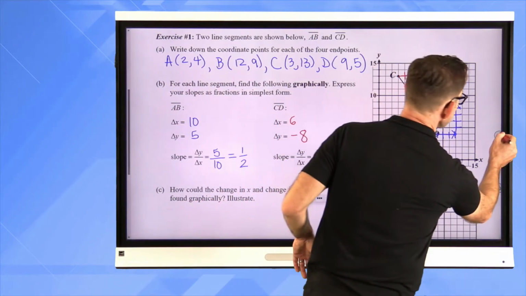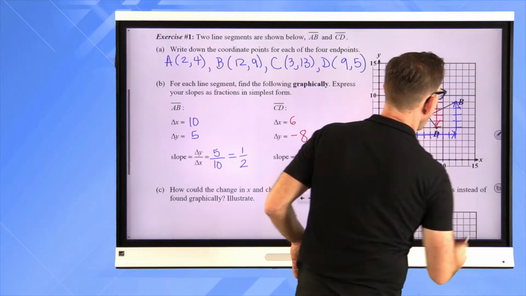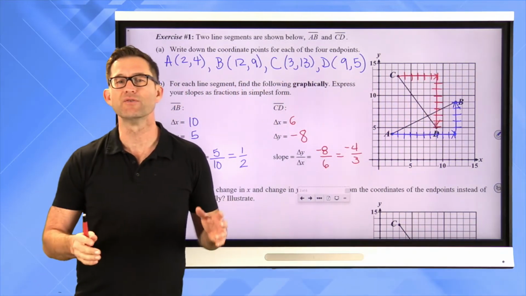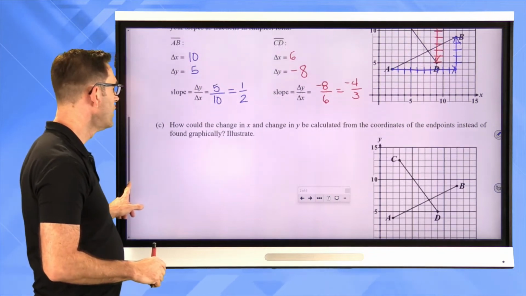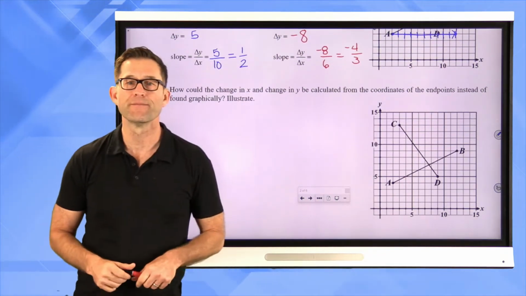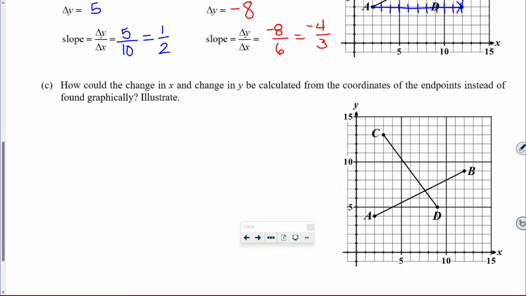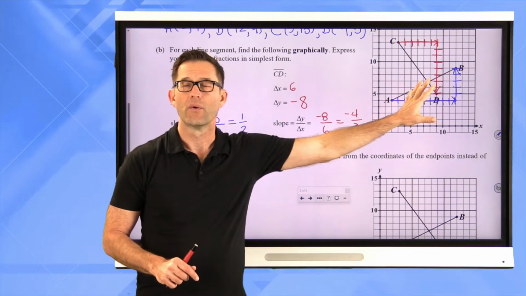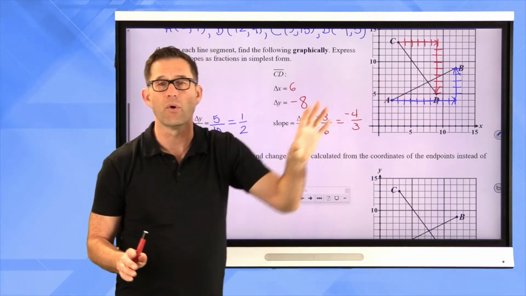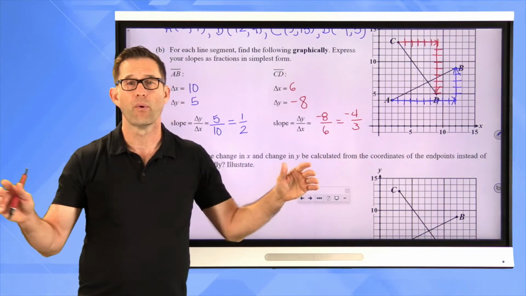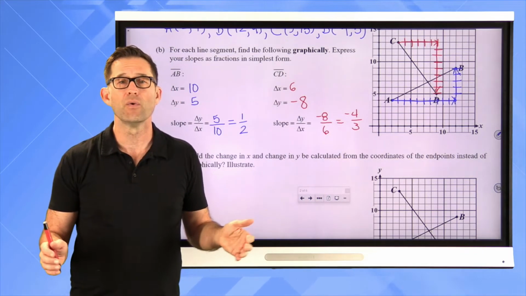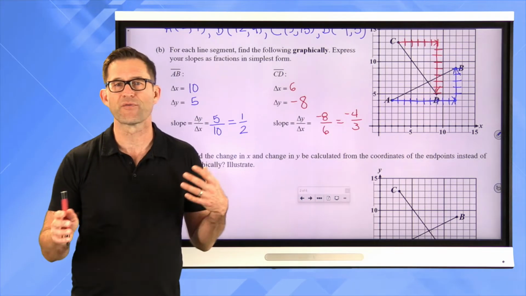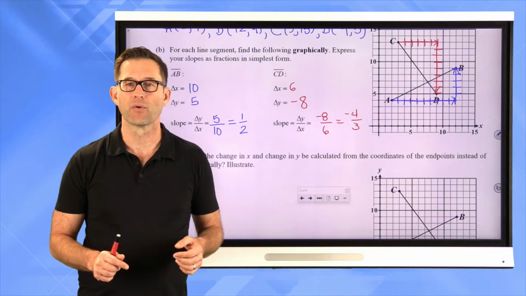All right, so slope. Now, we don't want to have to keep counting in order to do these changes in x and changes in y. So let's take a look at letter C. How could the change in x and the change in y be calculated from the coordinates of the endpoints instead of found graphically? Illustrate. So this is a very inefficient way of doing it, right? Plotting points and having to count is horrible because one, what if the points are spread out by a lot? Two, what if the coordinate points involve decimals, fractions, things like that? It's not going to be great, okay?